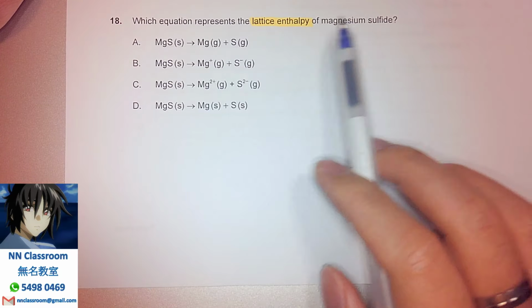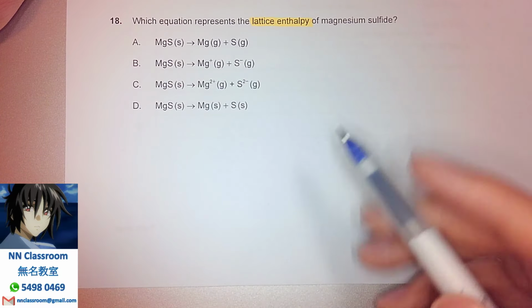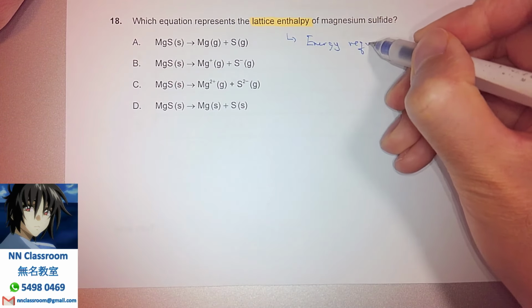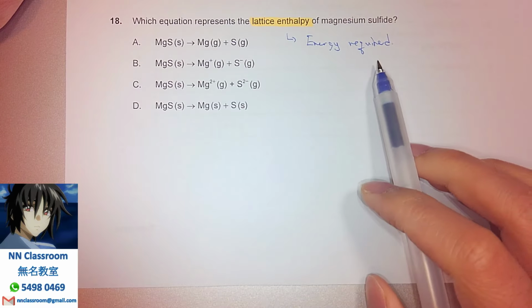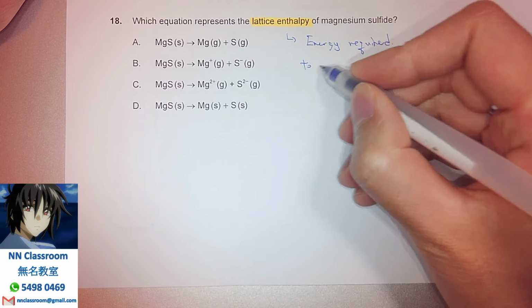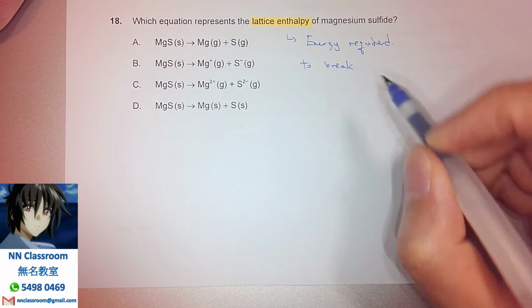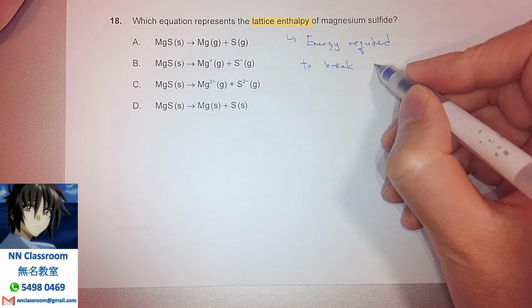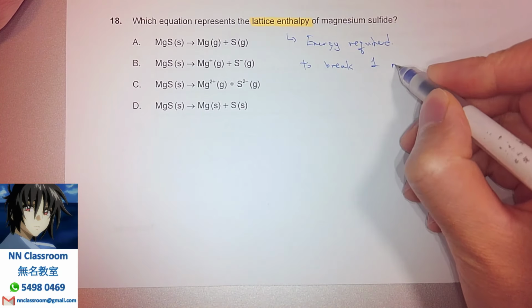So mind you, what is meant by lattice enthalpy is the energy required. The first thing you need to mention is that it is an endothermic situation. So energy is required, energy required to break a bond, as breaking a bond is an endothermic process. Breaking, remember, energy required to break 1 mole.